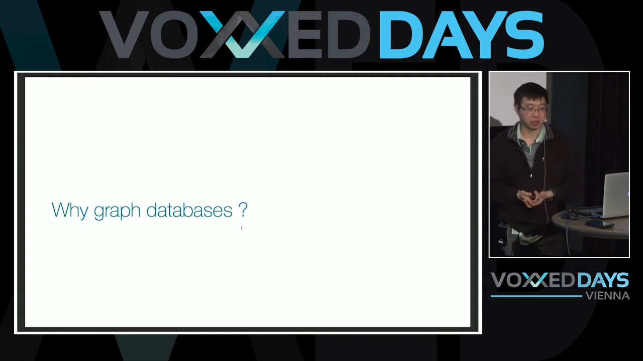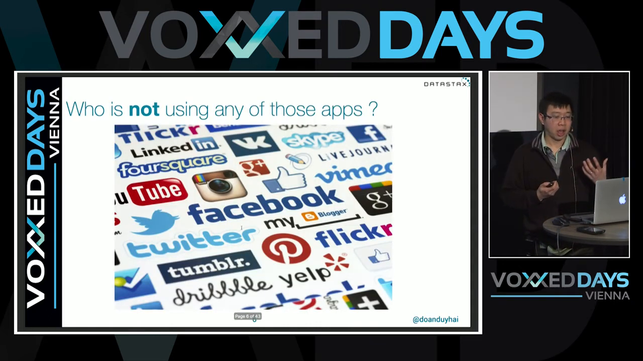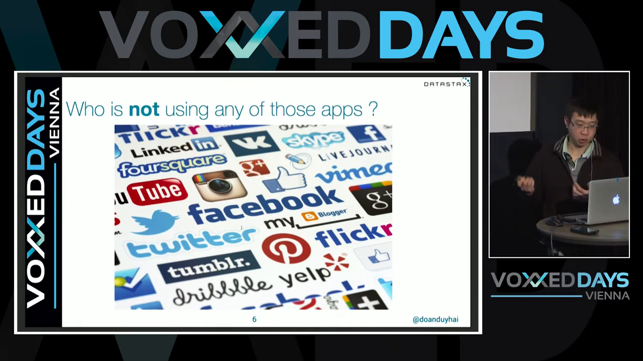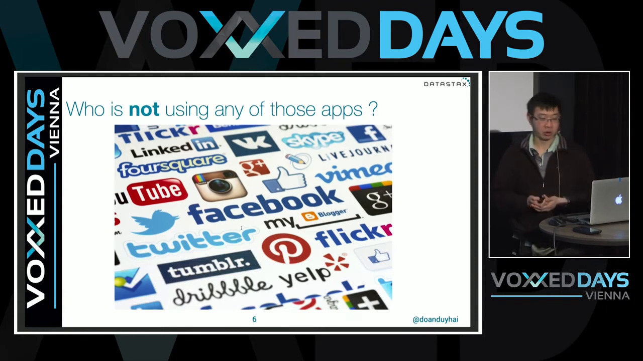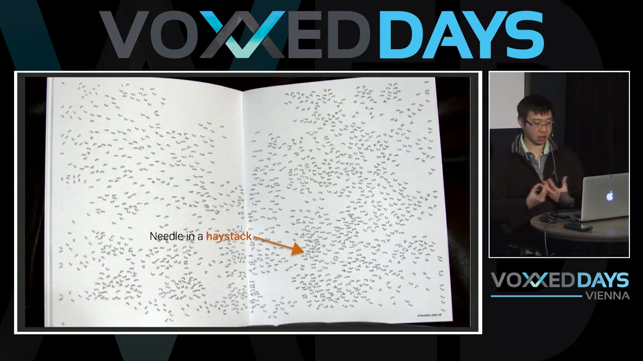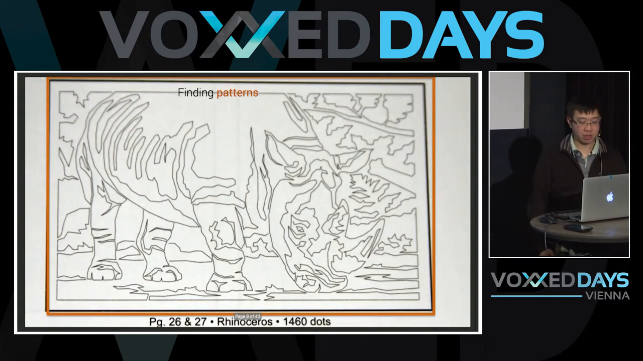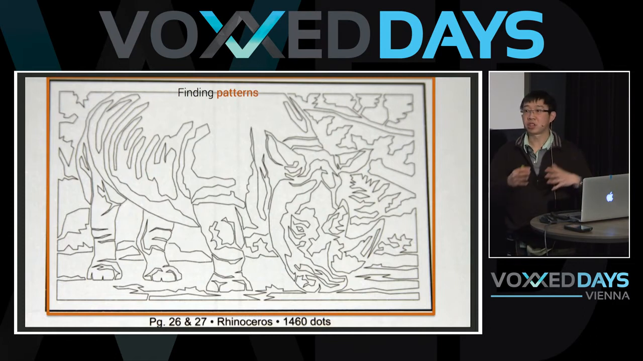So why graph databases? Today, in 2017, anyone in this room knows or uses one of those applications, right? Twitter, Facebook, YouTube, and so on. And with graph databases, a major use case is when you have a lot of information and need to find a specific piece of information inside this stack, right? You can also use graph databases to detect patterns, to look at the big picture.